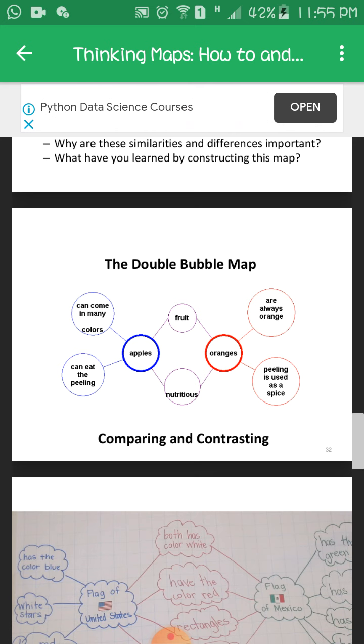apples can eat the peeling, can come in many colors. Apples are fruit and oranges also fruit. Apples are nutritious and oranges are also nutritious. Oranges are always orange. Similarities were fruit and nutritious, and differences are here: oranges are always orange, and peeling is used as spice.